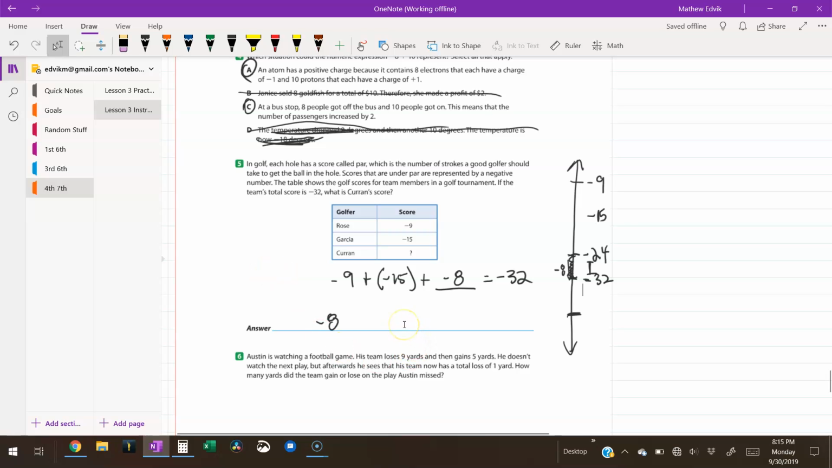Another way could be where we have this score of negative 32, and we have a score of negative 9 and a score of negative 15. And we need to know what this little bit is here. And through the arithmetic that we did, we found out it was negative 8.